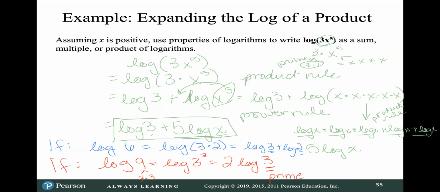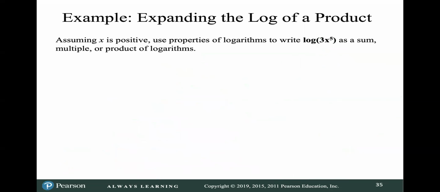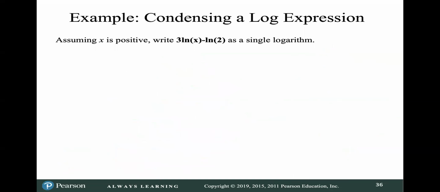Okay. Now let's try one going backwards. So we took a condensed logarithm, a logarithm that has just one log, and we expanded it out as much as possible. Let's see if we can go the other way around. So this time we're given an expanded logarithm and we want to condense it. So we want to write this as a single logarithm.